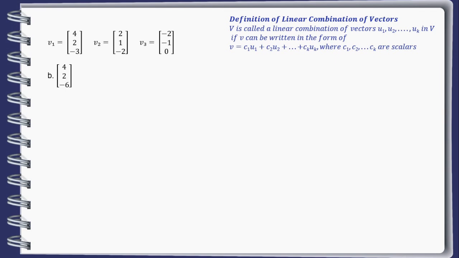We have a vector V in a vector space. V is called a linear combination of vectors U sub 1, U sub 2, up to U sub k in V if V can be written in the form V is equal to C sub 1 times U sub 1 plus C sub 2 times U sub 2 plus up to C sub k times U sub k, where C sub 1, C sub 2, and C sub k are scalars. By the definition, the first thing we have to do is to set up what a linear combination of these three vectors would look like. So we have C sub 1 V sub 1 plus C sub 2 V sub 2 plus C sub 3 V sub 3 is going to be equal to vector V.